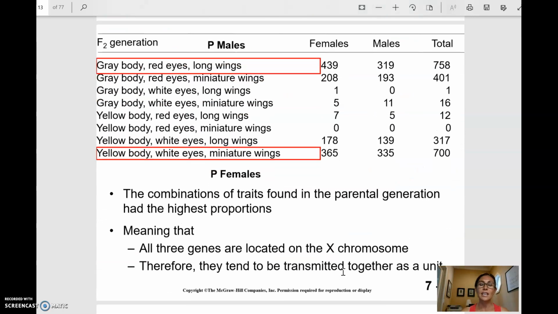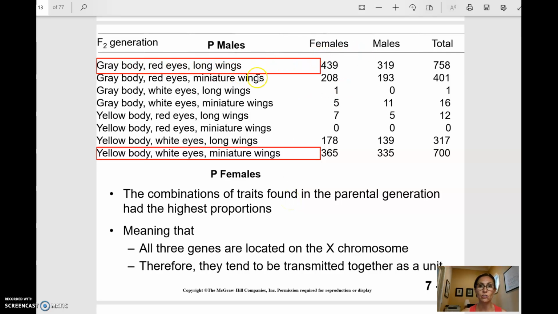When you get to the F2 generation, where you let the offspring interbreed, remember flies can't self-fertilize, so in the F2 generation, what you're looking at is the offspring from the parents, the F1s, crossbreeding. Of course, you end up with females and males, but here you're going to end up with gray body, red eyes, long wings, or black body. I called it black, but they're calling it gray here. Yellow body, white eyes, miniature wings. So what you're looking at here are different combinations.